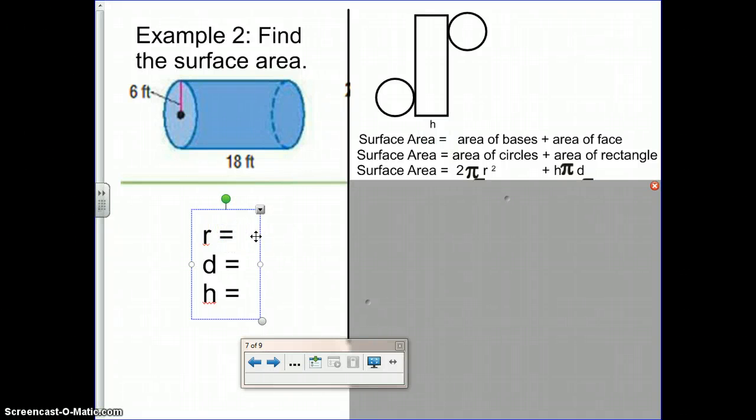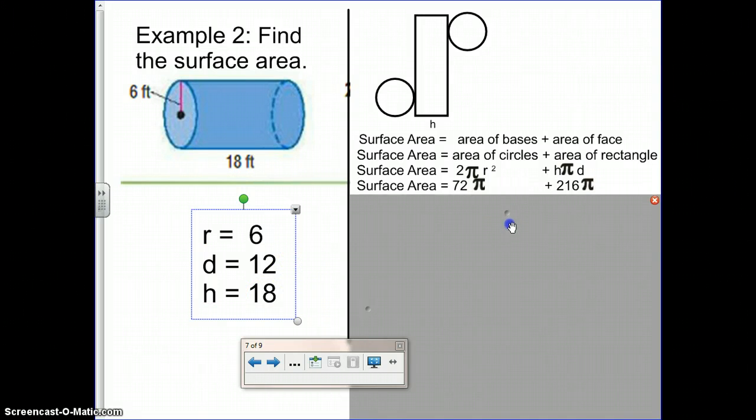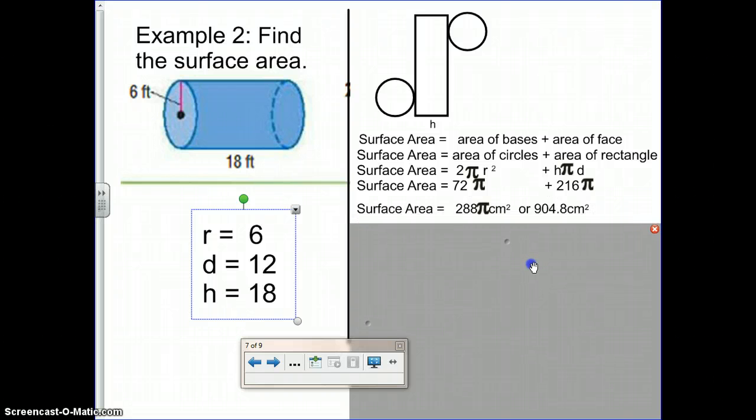The radius is 6. The diameter is 6 times 2, which is 12. And the height of the shape is 18. So if we know all of those pieces of information, we can plug them into the formula. r squared, so 6 squared is 36. 36 times 2 is 72. And the diameter is 12. The height we know is 18. 12 times 18 is 216. And then we can add those coefficients for a total surface area of 288 pi centimeters squared, or an approximated surface area of 904.8 centimeters squared.